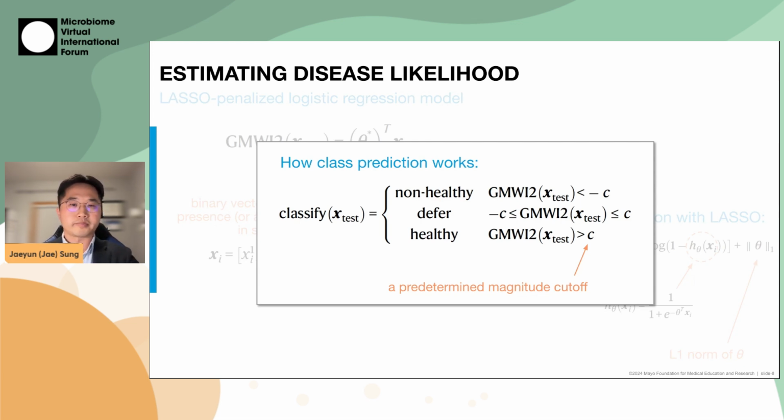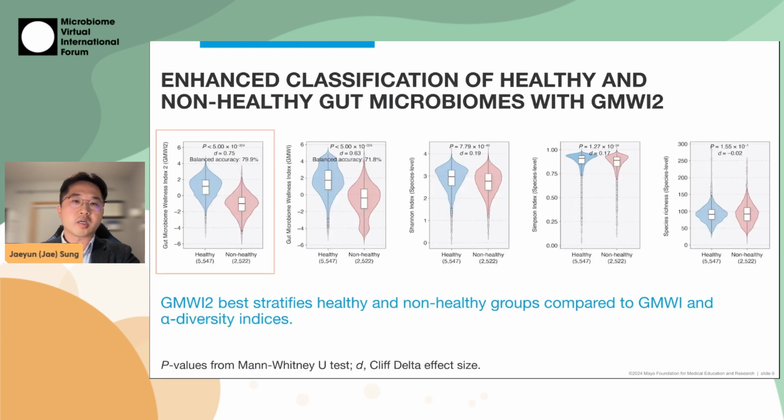So how do we do? We find that GMWI2 does a lot better than its predecessor, GMWI1 and alpha diversity indices in separating healthy from non-healthy groups, as you can tell by the Cliff's delta effect size, or D, where the closer you are to +1 or -1, you're reaching perfect separation. GMWI2 has the highest Cliff's delta, as you can see by the Ds here. And it does much better in classifying healthy versus non-healthy than GMWI1.